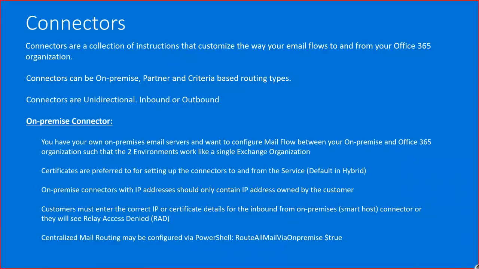In on-premise connectors, we also have an option to enable centralized mail routing. Centralized mail routing basically is a setup which is not used very commonly, but is required in certain compliance requirements. So some organizations have a requirement that they want to journal everything that comes, and they are in a hybrid setup. So what does centralized mail routing do? It's just an attribute that we set on the connector, which says route all mails via on-premise.